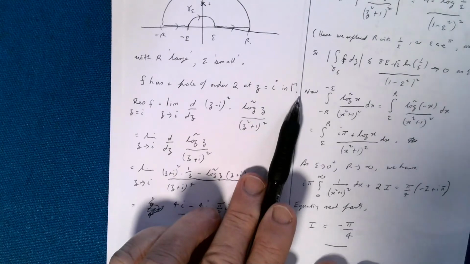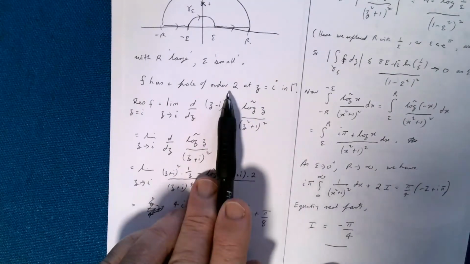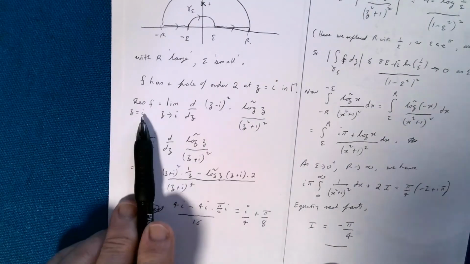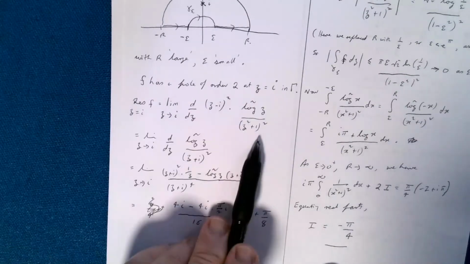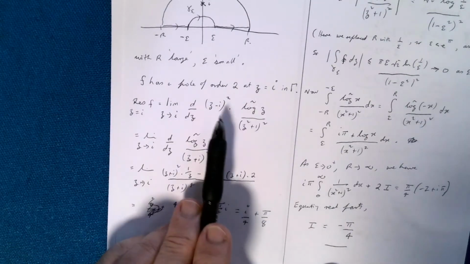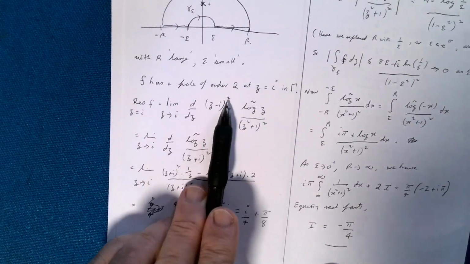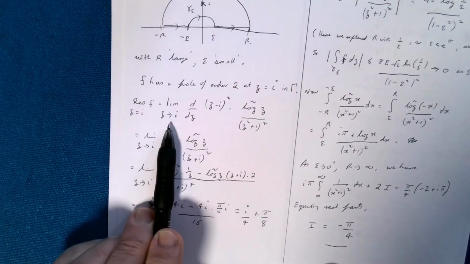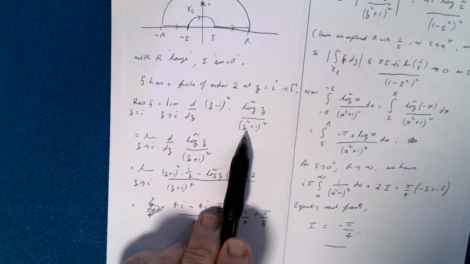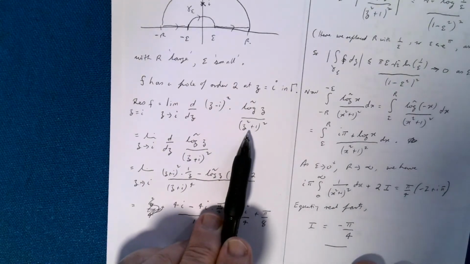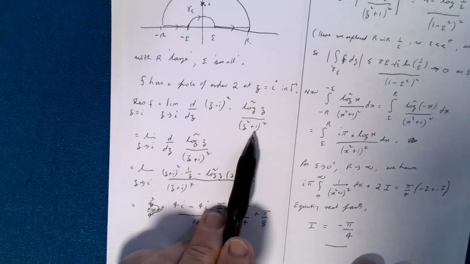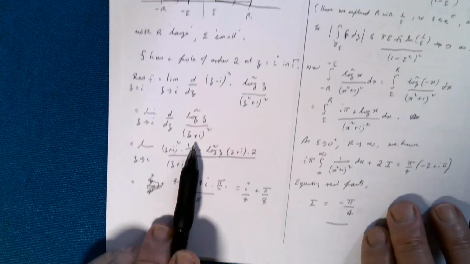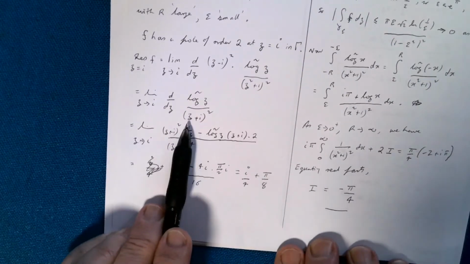Now it's a double pole, so to get the residue, we have to take the function, multiply by (z minus i) squared, take the first derivative, and then take the limit. Now this is not so bad to do because I can factorise this as (z minus i) squared times (z plus i) squared and then cancel. So I just get the derivative of this log z on (z plus i) squared.